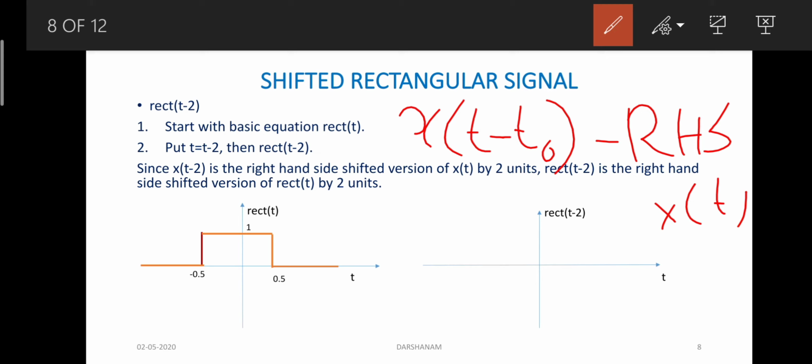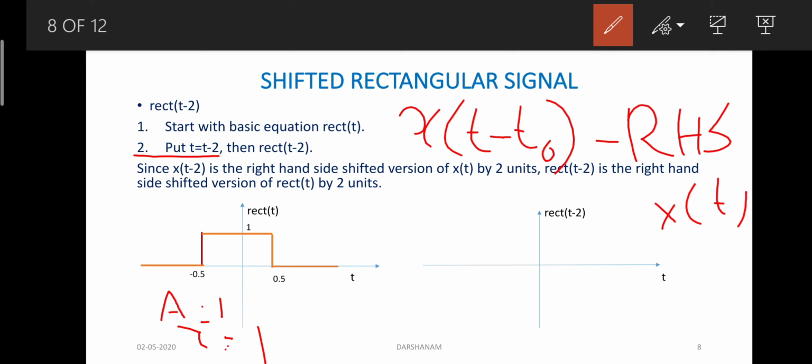So let's start with the basic equation of rect of t. Here A equal to 1 and tau equal to 1. So the graph will look like this: between 0.5 and minus 0.5 the value will be equal to 1, and outside this the value will be equal to 0. Then put t equal to t minus 2. Putting t equal to t minus 2 in this unit rectangular function, we will get the right hand side shifted version of rect of t by 2 units.